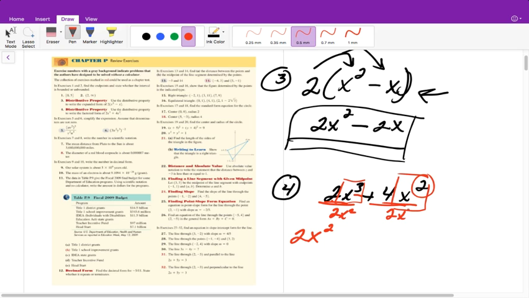And what you can do to figure out what you have left over is you can just divide everything by that GCF. So 2 divided by 2 is 1. x cubed divided by x squared is x. 4 divided by 2 is 2. And the x squareds cancel. So we're left with 2x squared times (x plus 2). So this is our factored form.